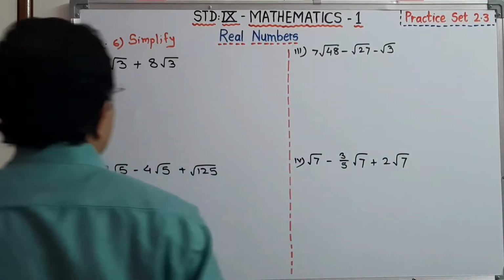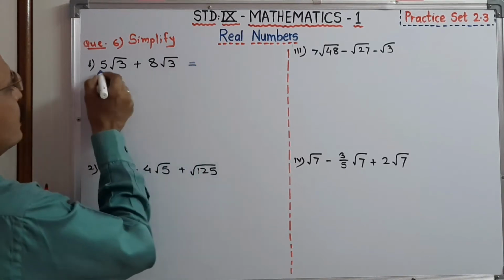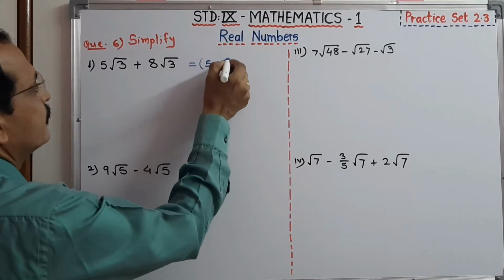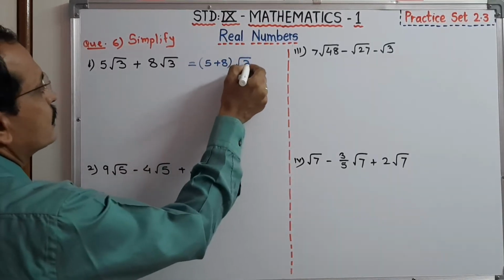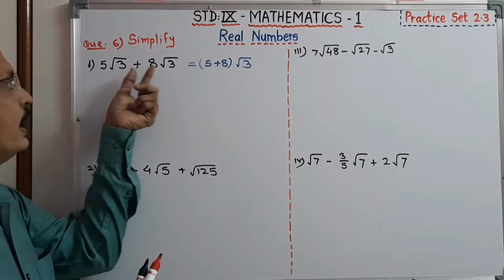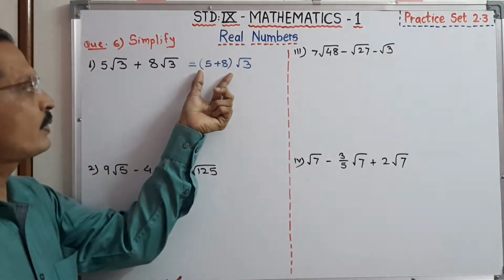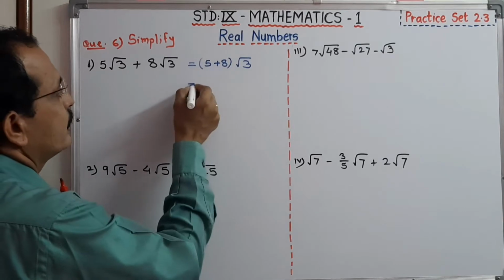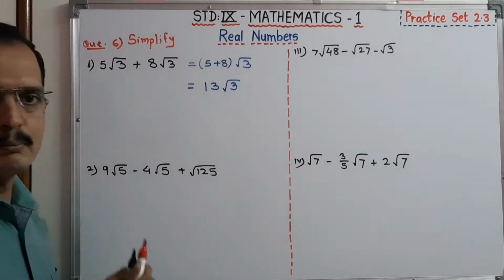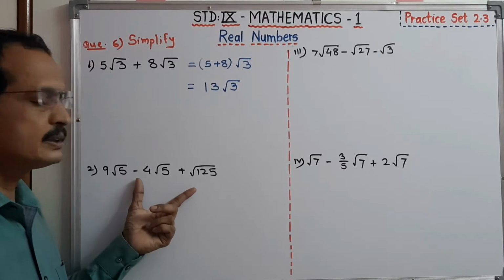It is very easy dear students. We can directly write here: first of all this 5 and this 8, 5 plus 8, and this root 3. The first factor of this surd is 5 and the first factor of the other surd is 8, which we have to take together, and 5 plus 8 root 3 will be 13 root 3. Very simple, very easy.